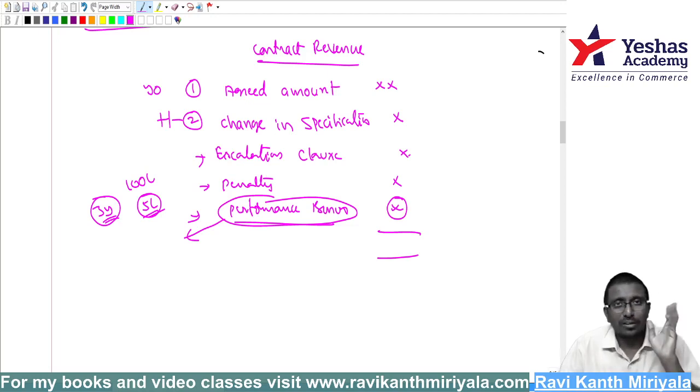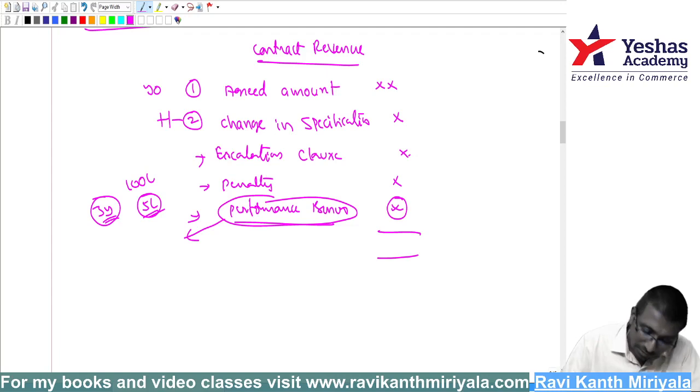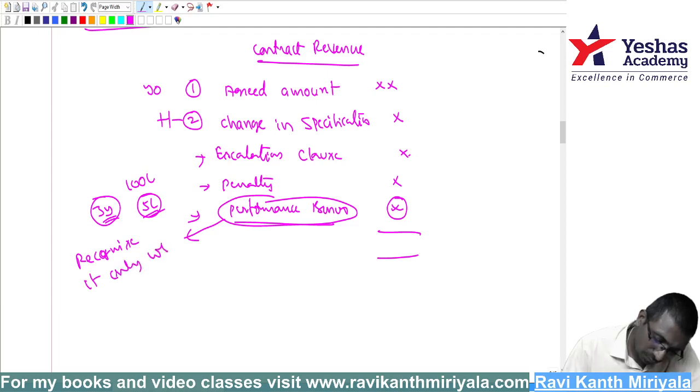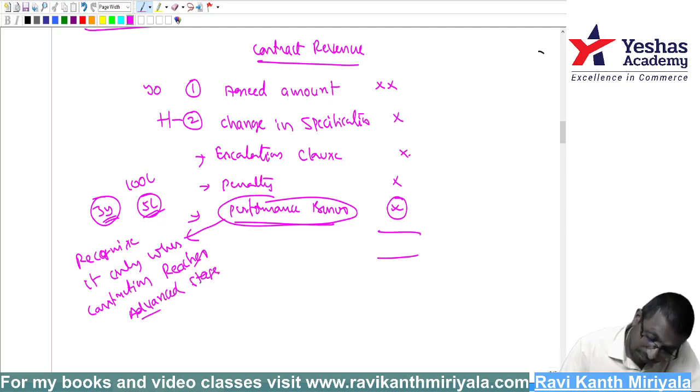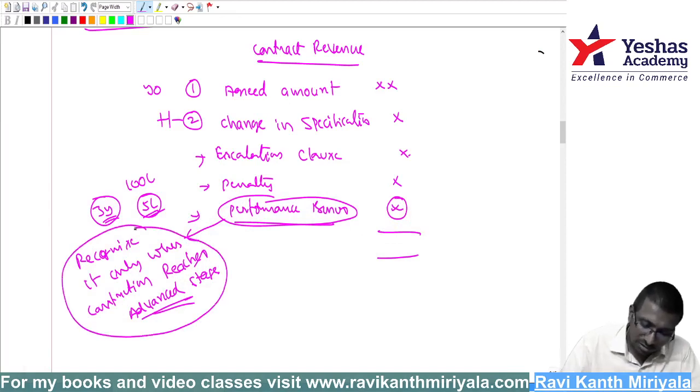You must have constructed 100 houses, but maybe this house may become a specifically different one. No one knows it. That's why you recognize it only when construction reaches an advanced stage.